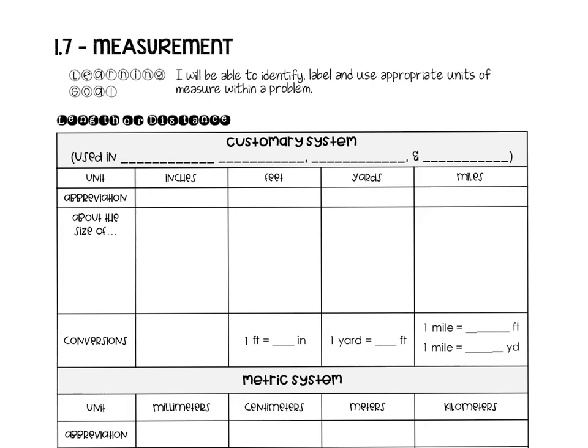Hi guys, we'll be covering lesson 1.7 today, and we're focusing on measurement. We're looking at different systems. The US uses what is considered either the customary or standard system, and other countries use the metric system. This first bit, we're looking at the customary system for length or distance.